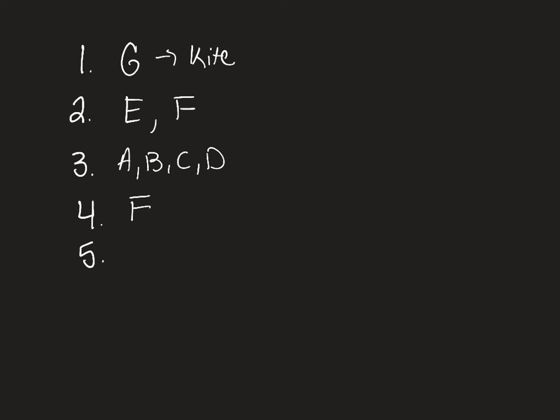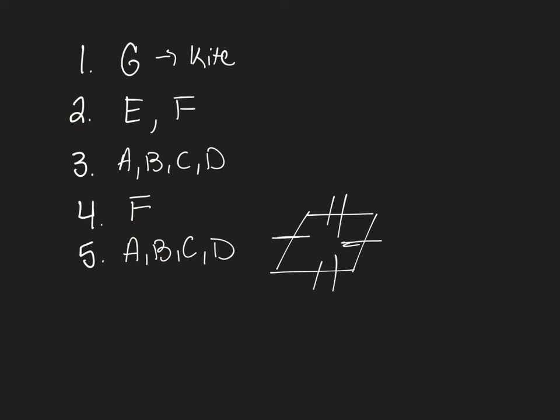All right, number 5. 2 pairs of opposite sides are congruent. A, B, C, D. I got D. Wait. I got G. All right, so opposite sides, right? So like for a parallelogram, opposite sides would be this side, right? So that's also going to be true for a rectangle and a square and a rhombus. Kite? Nope, opposite sides are not congruent for a kite.